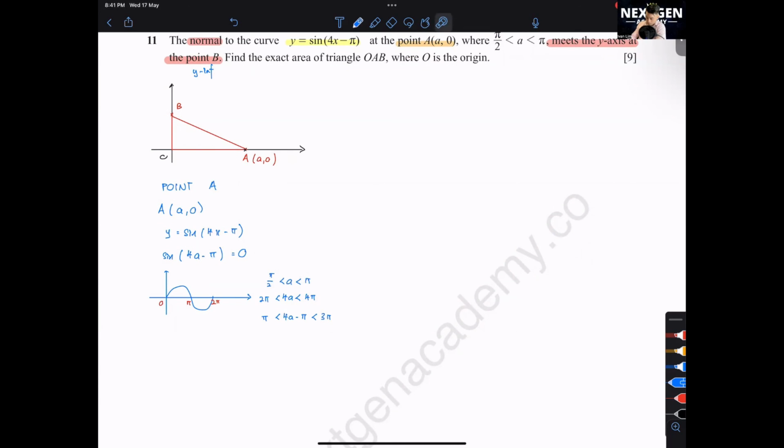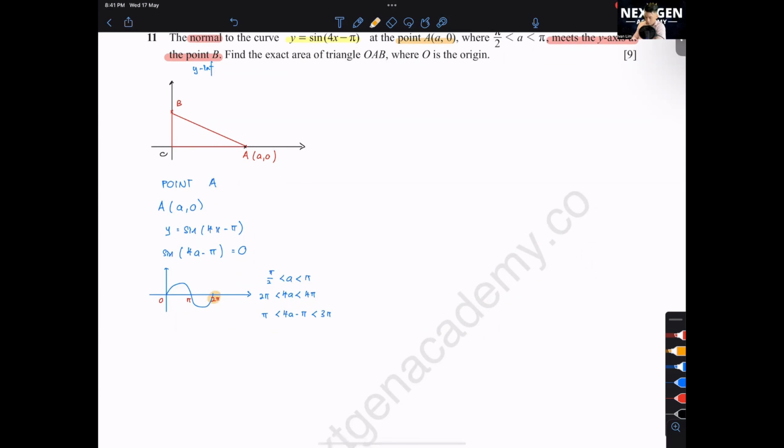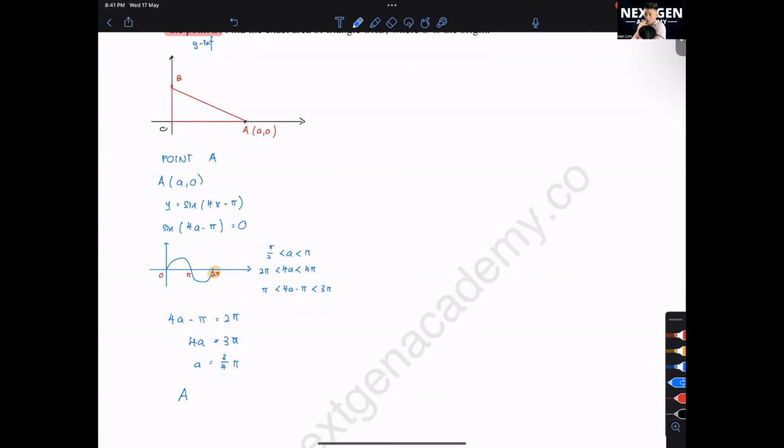So which one will be your answer? Which will be within the range? Pi, you cannot include pi when we calculate for this one. So we are going to take just this value. It's either 0, pi or 2 pi. Which one is within this domain? Only 2 pi. So we're going to take 4a minus pi equals 2 pi. This question is actually very, very confusing, so make sure you all take note of the sentence here. It's a 9-mark question. So 4a will be equals to 3 pi, a is equals to 3 over 4 pi. Therefore your point A here is 3 over 4 pi, 0.